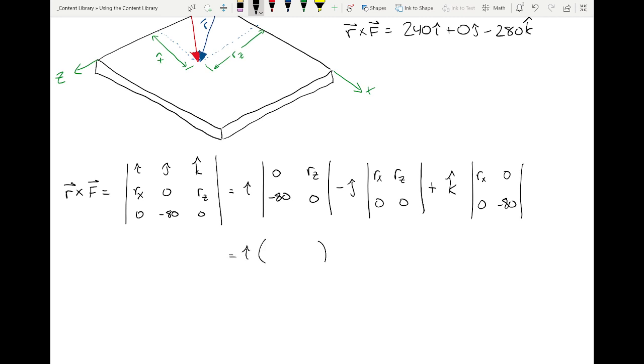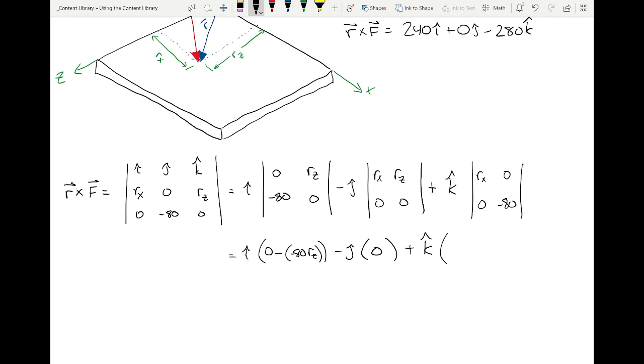So for the I term, what are we going to get? We're going to get this times this minus this times this. So this is something where you really got to make sure that you're watching your signs. 0 minus negative 80 Rz. For the J component, that's just 0, right? Because this times this is 0, minus this times this is also 0. So that's 0. Plus K.